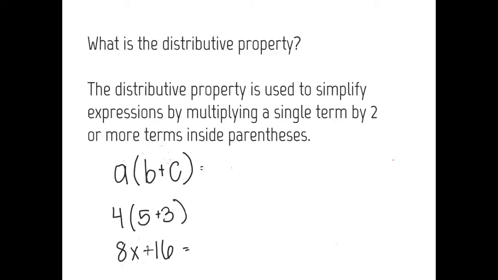All right, guys. Today we are going to be looking at the distributive property. And we're going to be using it in 2 ways. Because just like commutative and associative property, the distributive property can be used in reverse orders. So the distributive property is used to simplify expressions or also expanding expressions, both work, by multiplying a single term by 2 or more terms inside of parentheses.